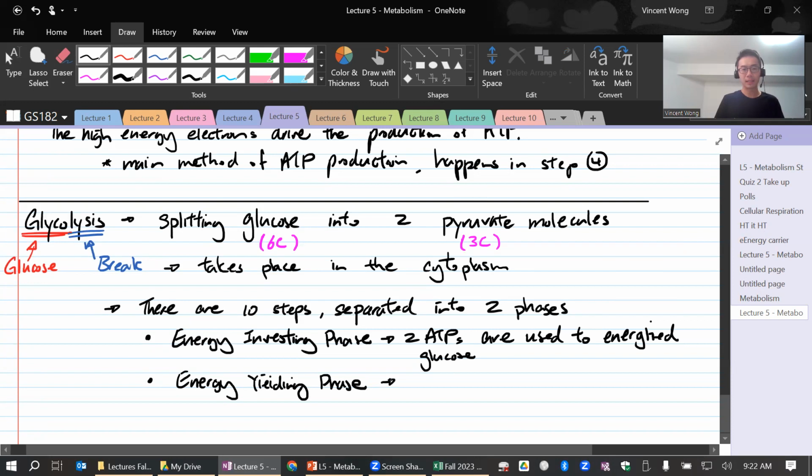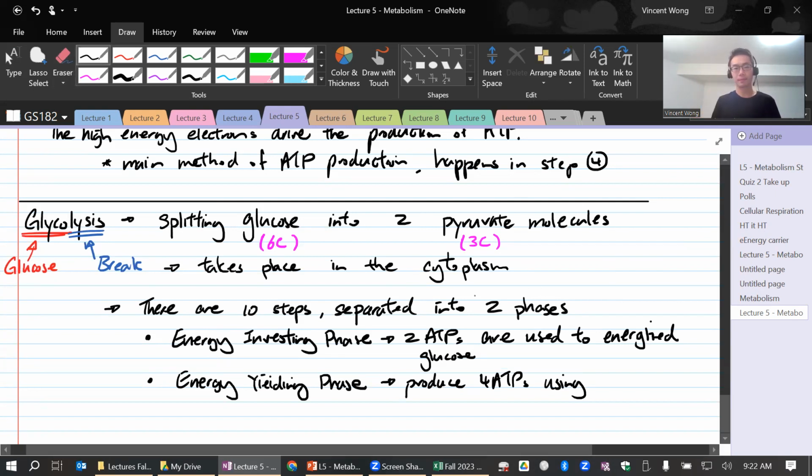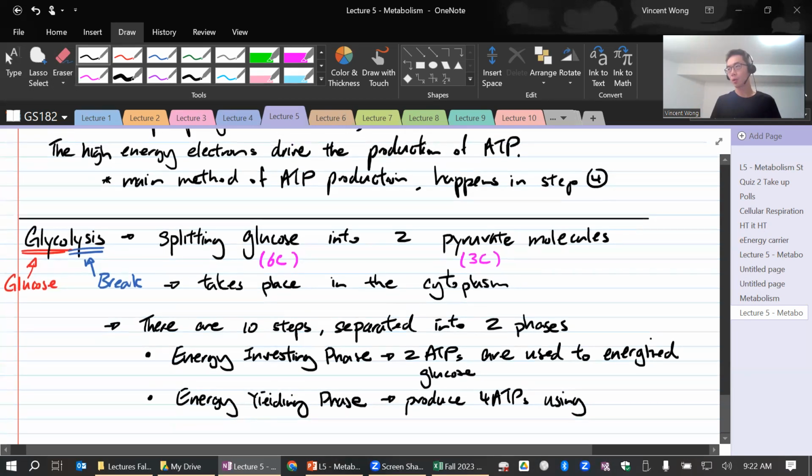Then in the energy yielding phase, we will produce 4 ATPs. What's the method that we're going to use to produce ATP here? Are we using SLP, substrate level phosphorylation, or are we using OP, oxidative phosphorylation? What did we write down earlier? Madison said OP. Anyone else?